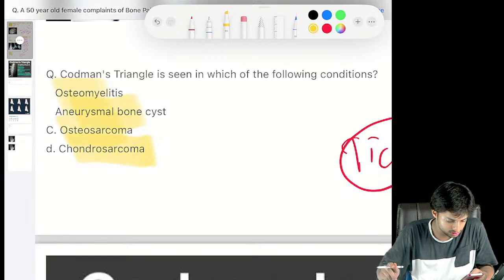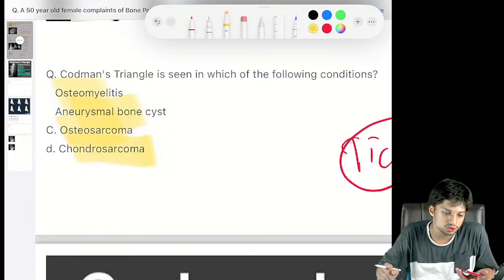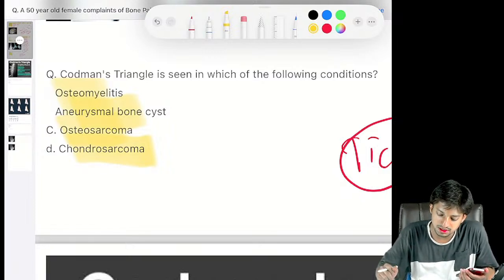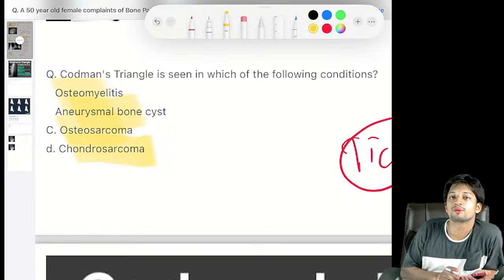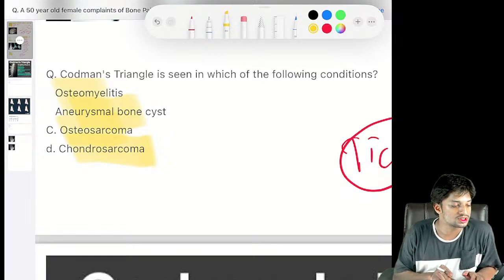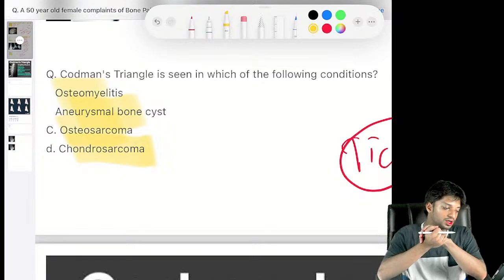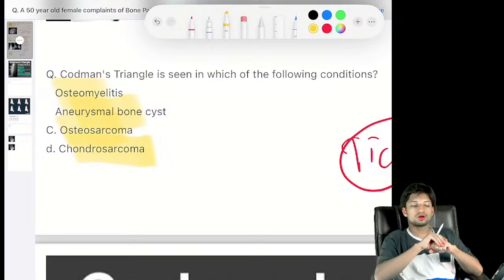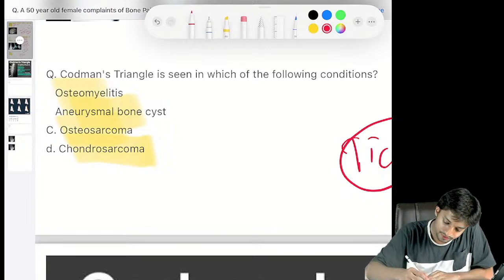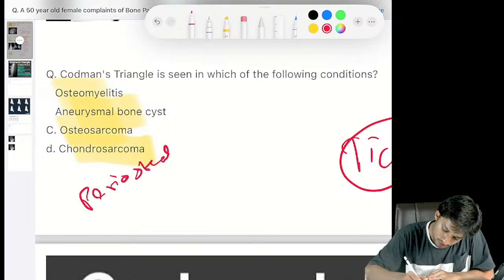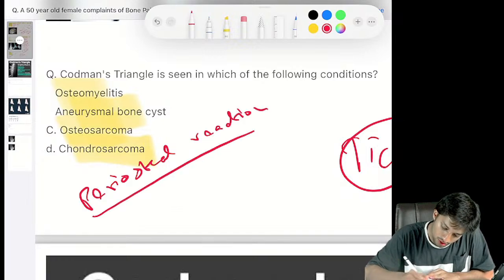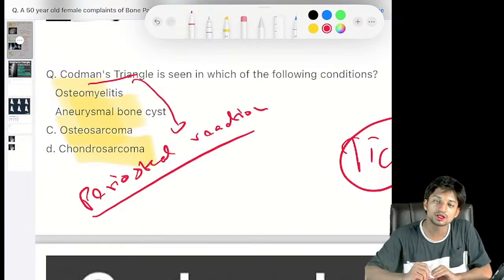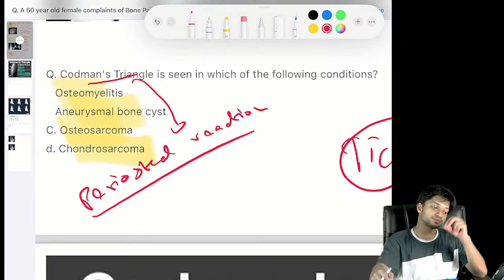So yes, it is osteosarcoma में, ठीक है. So what is Codman's triangle? Can you guys tell me? Codman's triangle, what is it? It is just a kind of periosteal reaction, ठीक है. A type of periosteal reaction. And what is periosteal reaction? ठीक है. Codman's triangle is a type of periosteal reaction.